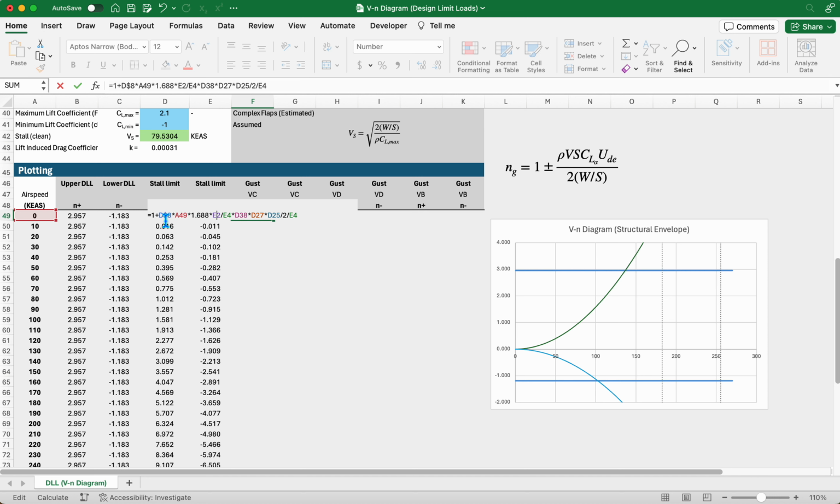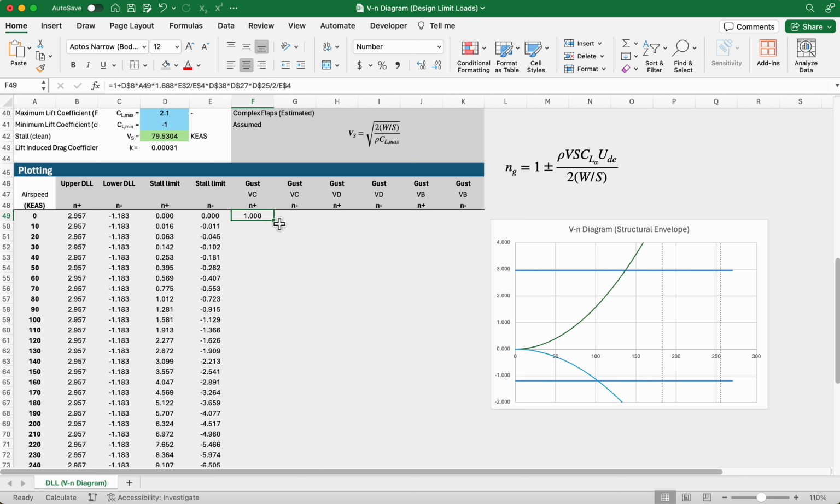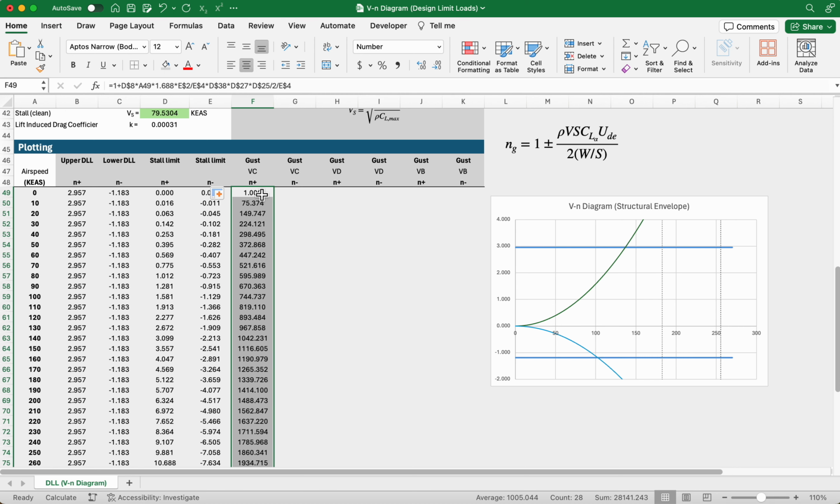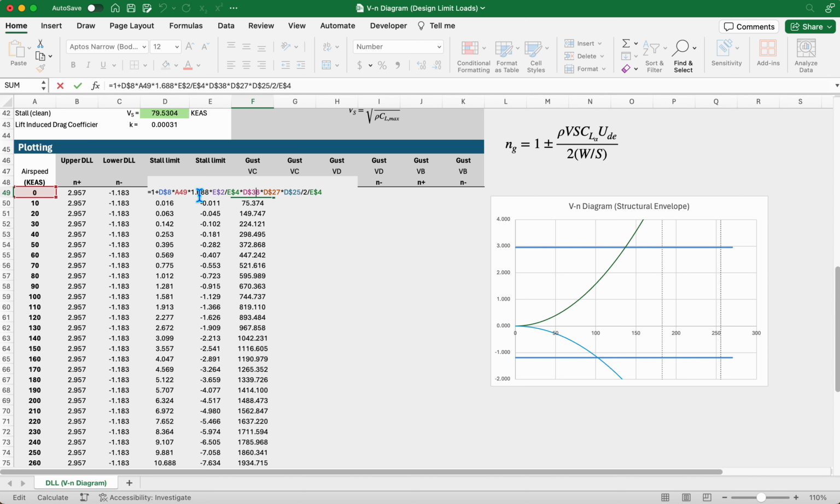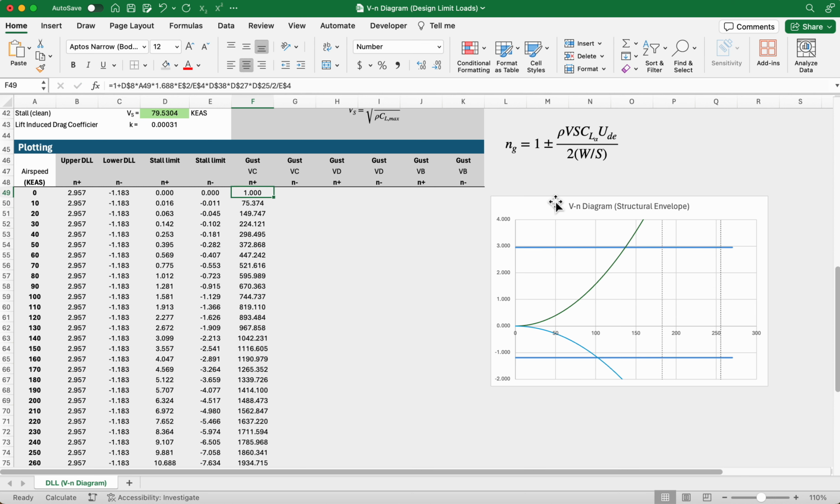We will make all the terms that aren't changing constant. And so we have our gust load factor. Now this climbs incredibly quick, so perhaps there is a mistake. We have 1 plus our density times our velocity in feet per second, times our wing area times CL alpha, divided by 2, divided by our wing loading. Let's plot this and see what it looks like.